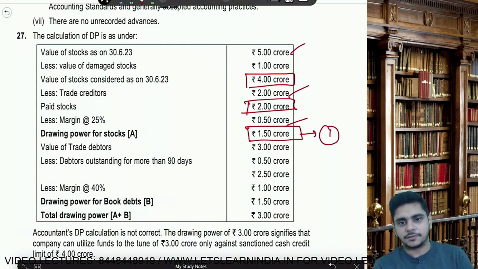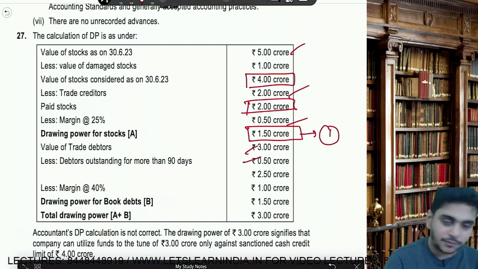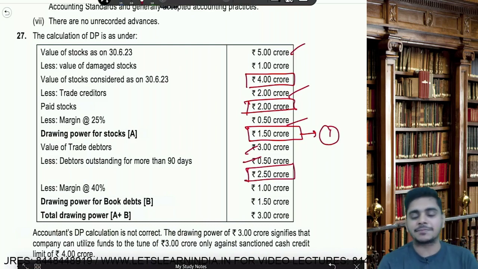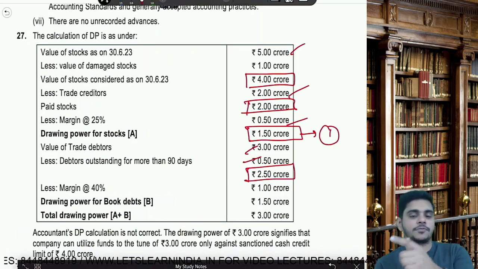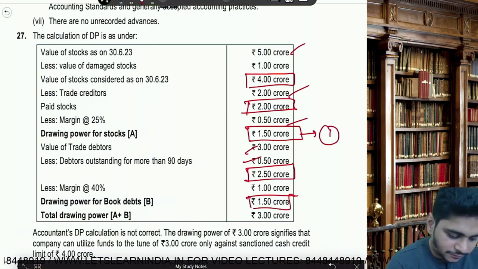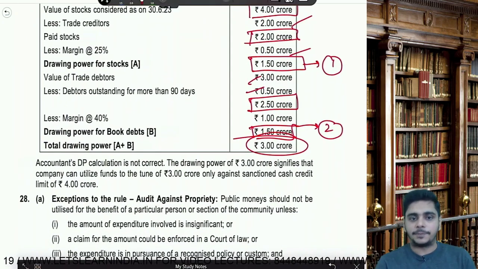Now you take out debtors. Debtors are 3 crores first. Then you reduce the debtors outstanding because they will become bad debts, 0.50. So my net debtors are 2.50. Less my margin, which is 40%. 2.5 ka 40% is 1. So my drawing power is 1.5. This is the second. So total drawing power is 3 crores. So the calculation of DP is not correct.